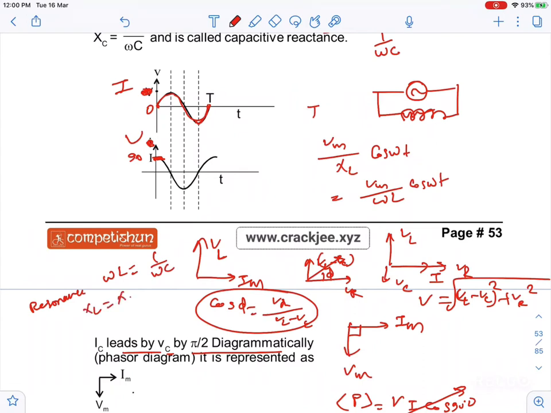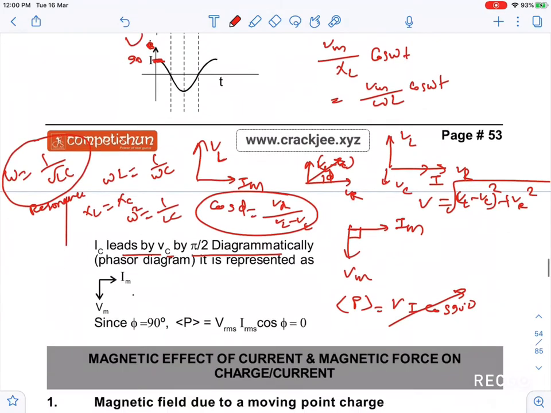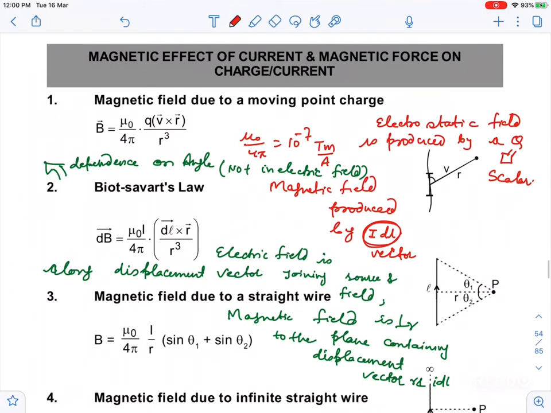In resonance, omega L is equal to 1 by omega C, or I can say XL is equal to XC. So omega square is equal to 1 by LC. So omega is equal to 1 by under root LC. This is the condition of resonance, guys.